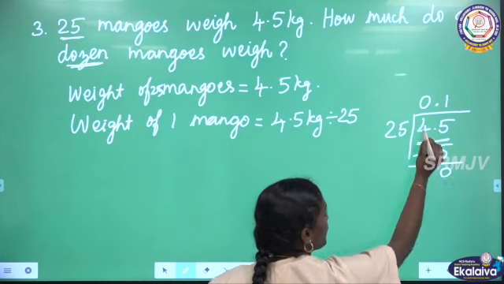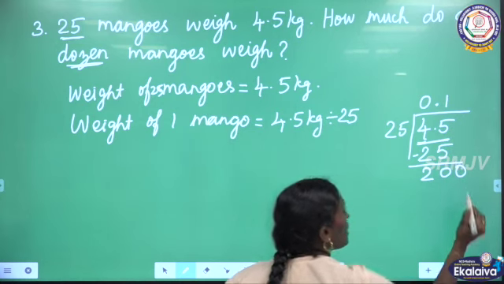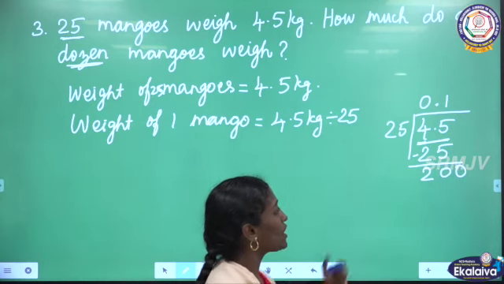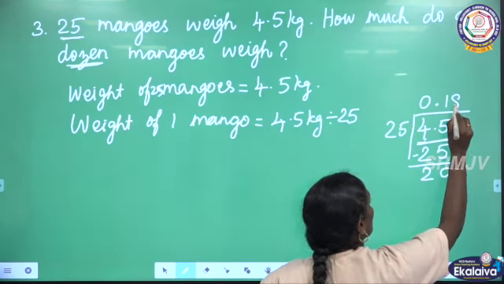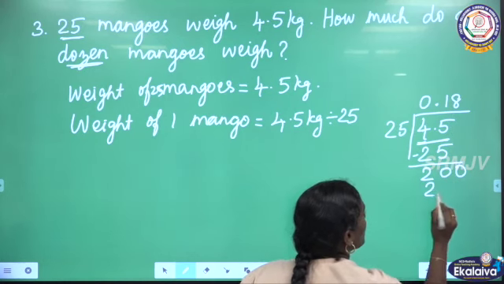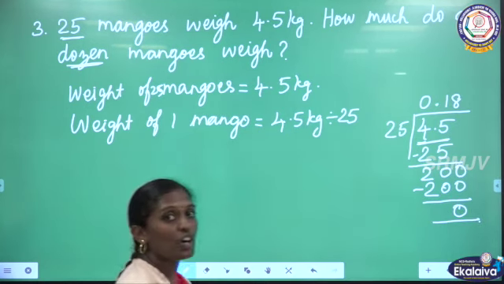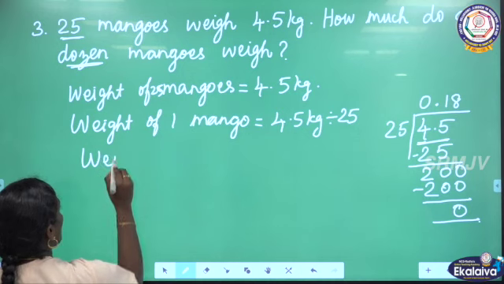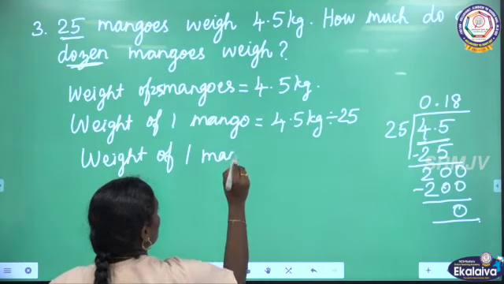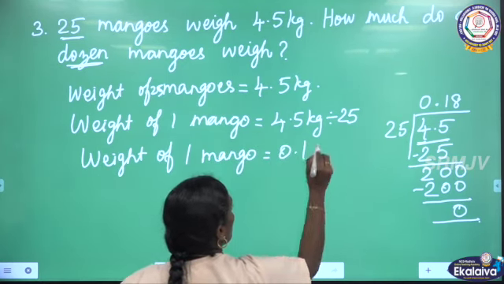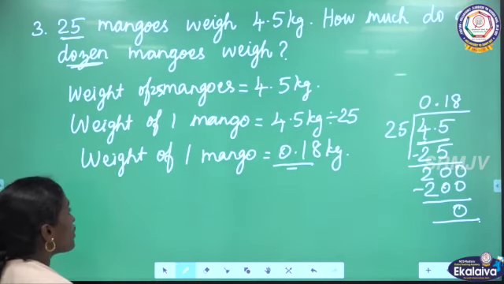5 minus 5, 0. 4 minus 2, 2. Now after the decimal point we can add as many zeros as we need. So I am going to add 1 zero here. Now we got 200. In 200 how many 25s are there? 8 times. 8 25s are 200. Now we have to subtract, 0. So this is the weight of one mango. Weight of one mango is equal to 0.18 kilogram. By using this, we are going to find the weight of 12 mangoes.